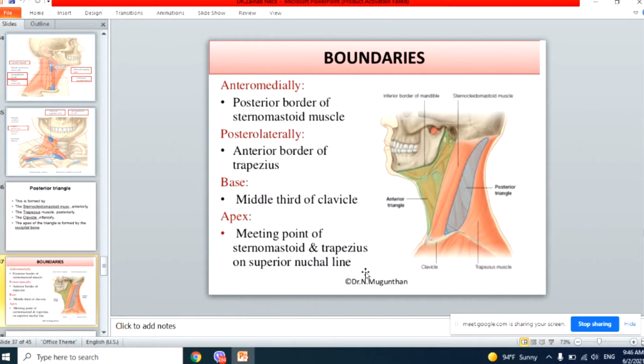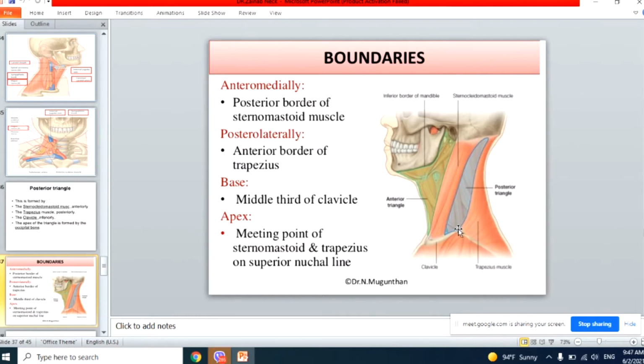Here, as you see, we have the anterior triangle. The base is up, the apex is down. While for the posterior triangle, the base is down and the apex is up. It's vice versa compared to the anterior triangle. So what is the boundary? It's formed by the sternocleidomastoid muscle, the trapezius muscle, and the clavicle.